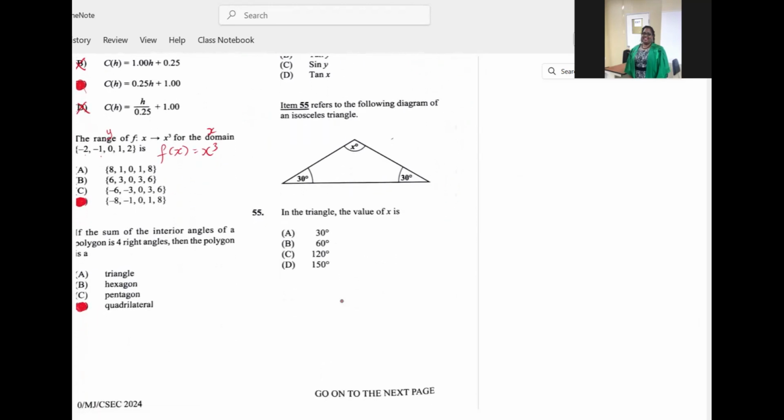55 and a triangle above x is what? Okay, so this is 30 plus 30 is 60, from 180 is 120. Remember that the sum of the angles in a triangle is 180 degrees.